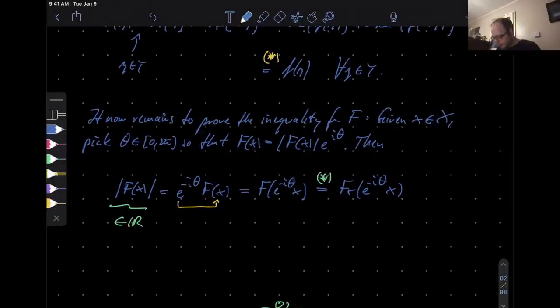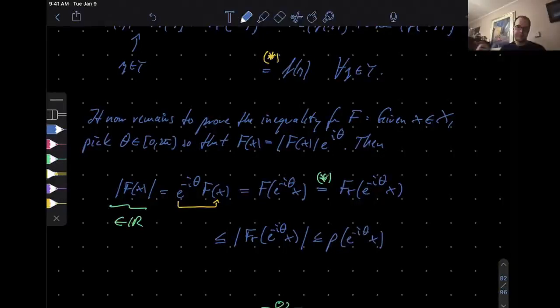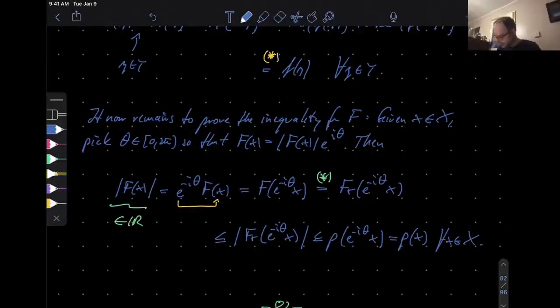You have a real number, which is, of course, always at most equal to its absolute value. So you have this, and now you use the knowledge that f_r in absolute value is at most equal to p of e to the minus i theta x, and now you finally exploit the full rotation invariance, the full symmetry of p, because this is equal to p of x, and that's what you wanted, right? So you read the inequality from left to right, f of x in complex modulus at most p of x. Okay, and that's it. That completes the proof of the complex Hahn-Banach theorem.